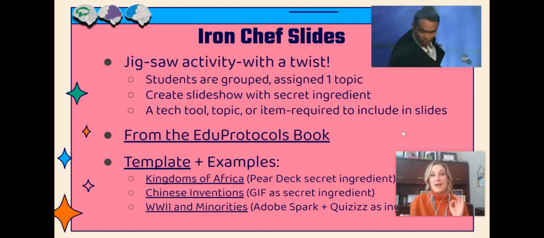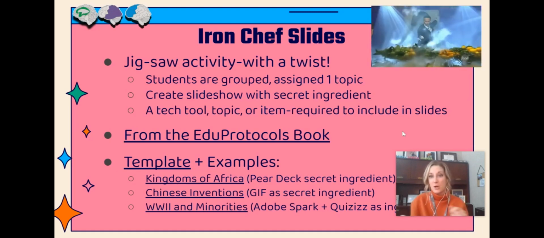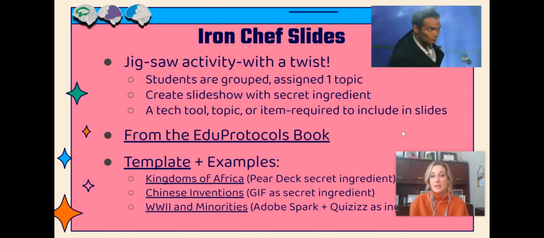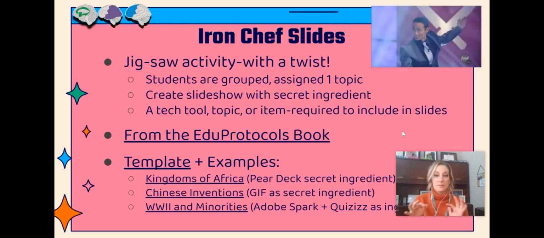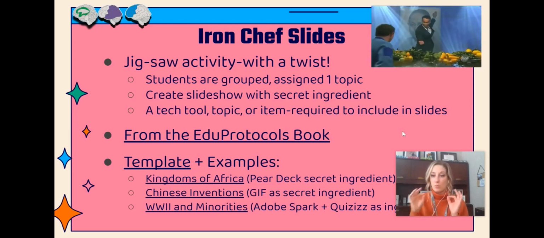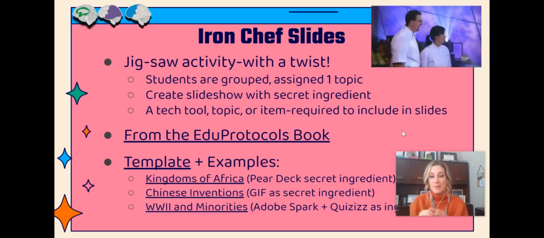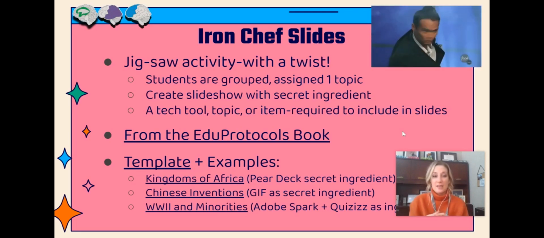On Iron Chef, typically you have someone who's responsible for the different parts of the meal. So for this, you could tell students these are their assigned roles. You put them in groups of 4. Each person has a specific role. Maybe they all work on one specific slide. You could do that, but there's always the one fun secret ingredient.